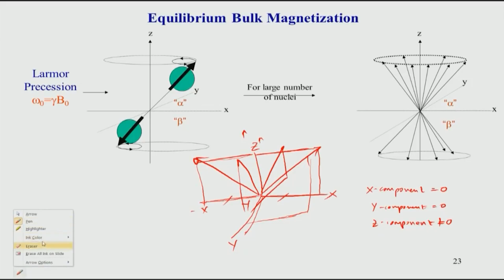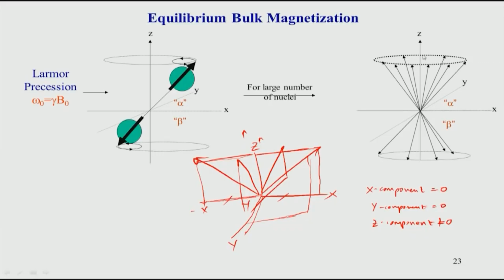that whenever you have a net, you will basically end up with a net z component and all the x and y become equal to 0. So, this is the basic idea in a classical picture, that all the x and y components cancel out, you are left only with the z component, and that is what matters.